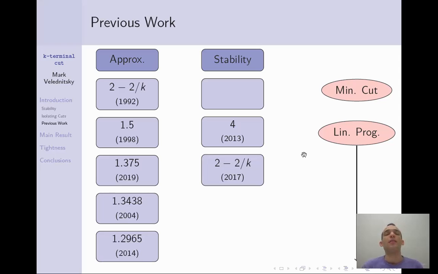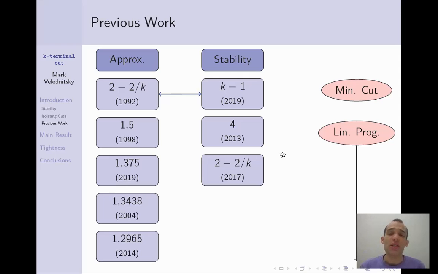All of the other algorithms rely, at least one of the steps includes solving a linear program. So these are kind of hefty algorithms, and the 2 minus 2 over k approximation is a much simpler one. And so what we're going to show in this paper is that the 2 minus 2 over k approximation delivers an optimal solution on instances which are at least k minus 1 stable.